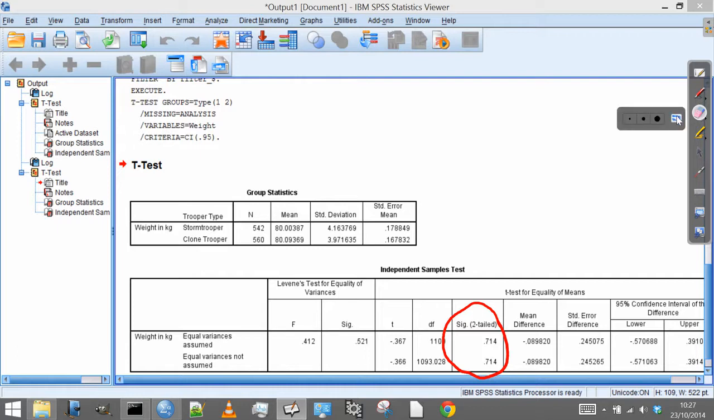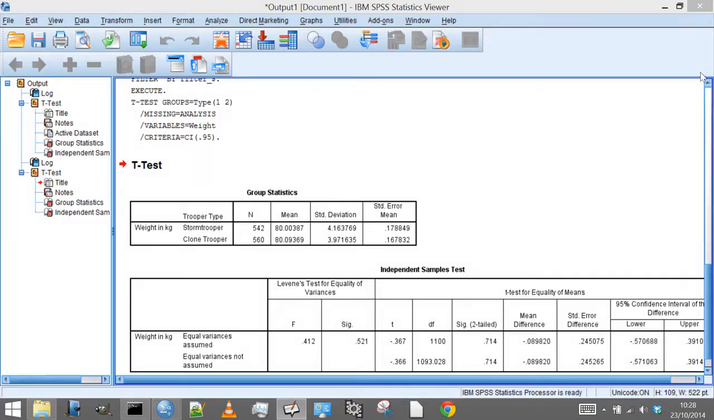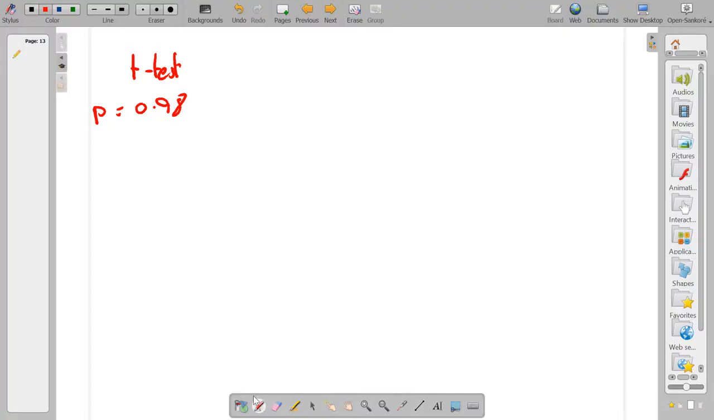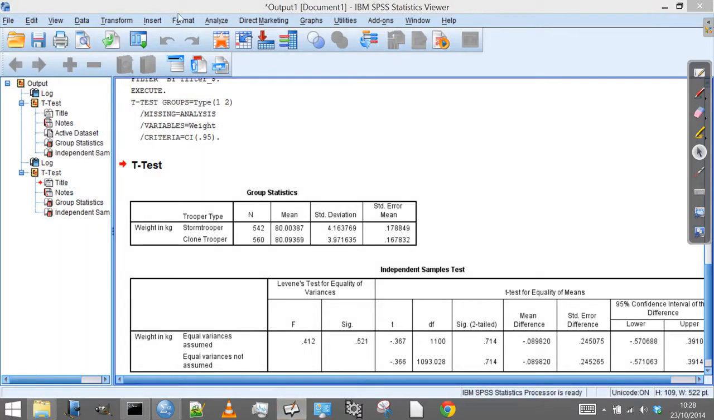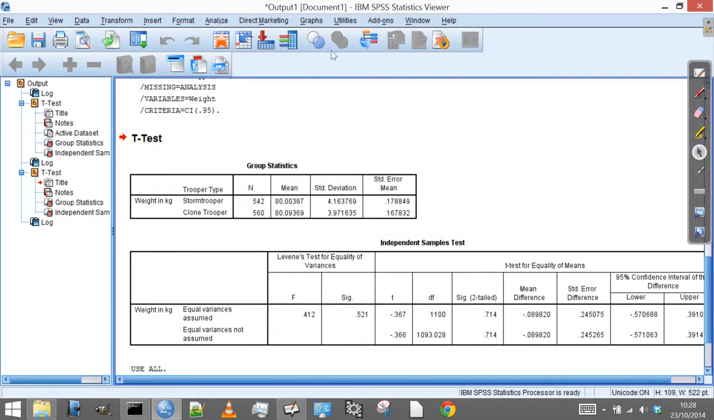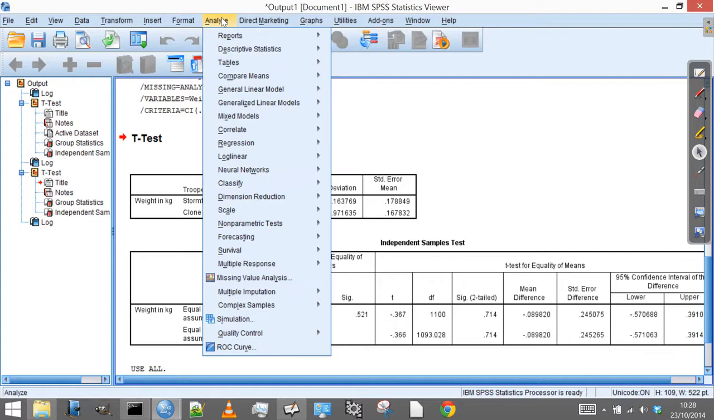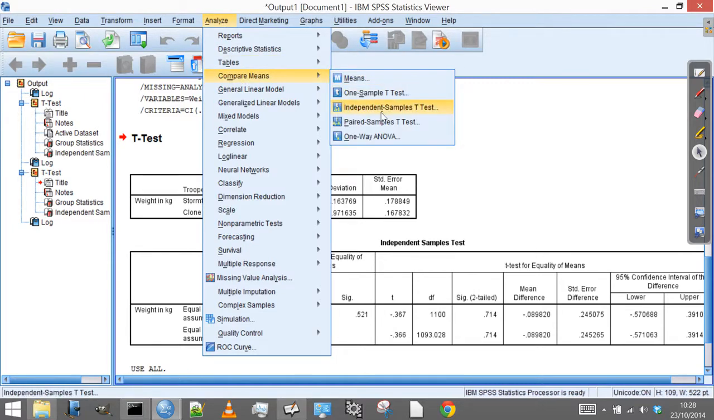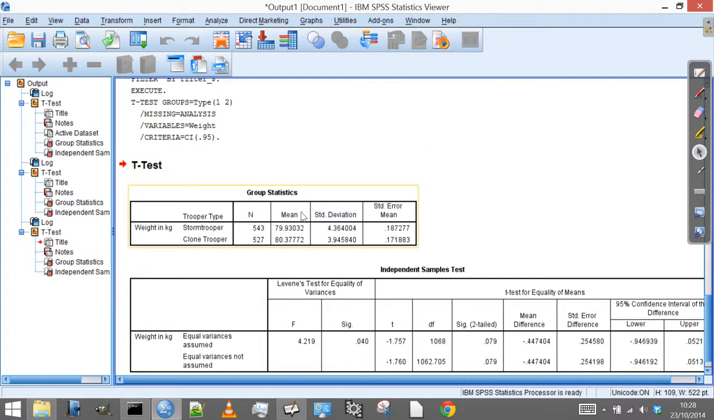So what I'd like you to do is just repeat this a few times and write a list of p-values that you get out. So, I don't know, 5 or 6 times maybe. I'm going to do it here, and I'm going to record them back on my sheet here. So p equals 0.71. So remember, to resample it, you go to the data menu, select cases, and because it's all set up for random sampling, you just press OK. And once you've done that, then you just rerun the t-test with analyze, compare means, independent samples t-test, and press OK, because again, that's all set up.